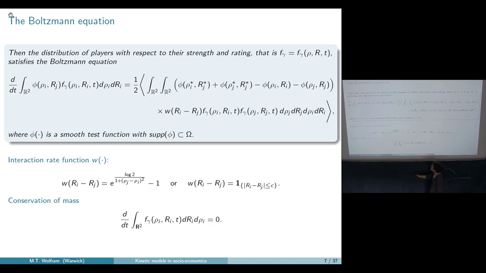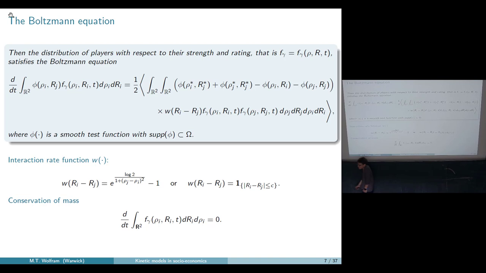Here we have our test function, so these are the gain and loss terms where we then have to plug in the interactions that are just the binary interactions that I defined before. I think you've seen this a couple of times. Here you also see this weight function or interaction rate function. And as I said, this is the kind of function that we're going to use if you want to ensure that only people with a similar ranking are allowed to play. You can make this smooth if you wish, or more intuitively say, okay, I'm only allowed to play if I'm sufficiently close to somebody.